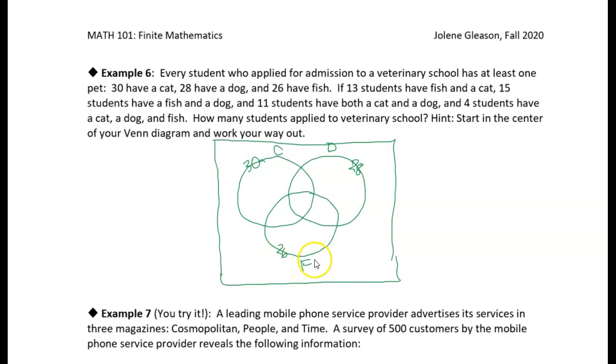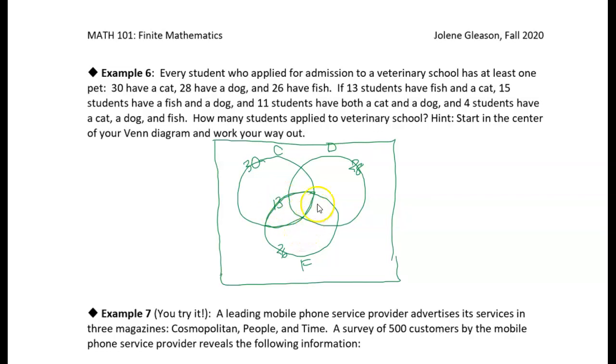Now, the stuff that's coming next is just the people who have more than one pet, right? So 13 students have a cat and a fish. So the cat and fish intersection is here, right? It also includes people who might have a dog. So we can't really split it out yet. So I'm just going to write the 13 on the line.